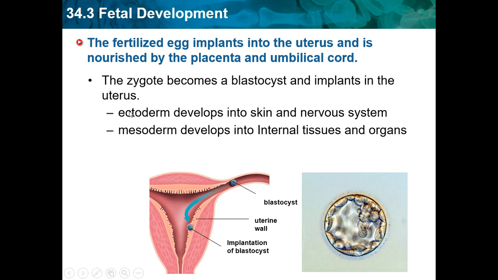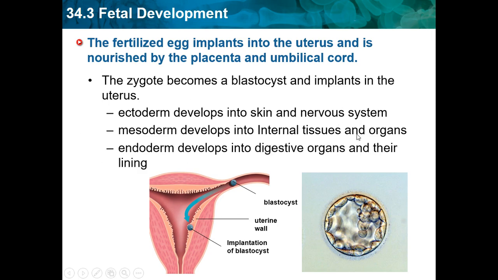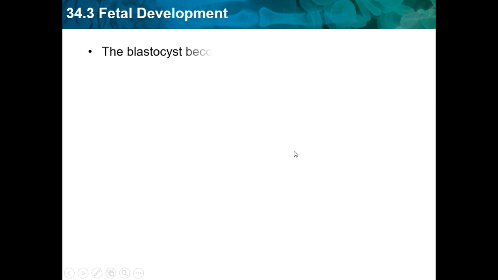So if you think of the ectoderm, which would be like the skin, as we learned, the epidermis. So ecto, epi, kind of same. And then the mesoderm, if you know the layers of the earth, mesoderm is kind of on the inside, so it's internal tissue and organs. And then the endoderm develops into digestive organs and their lining. So the endoderm is basically the inside digestive system.